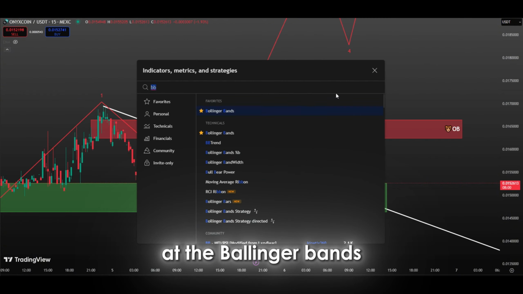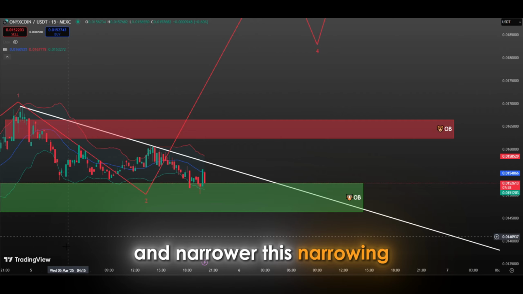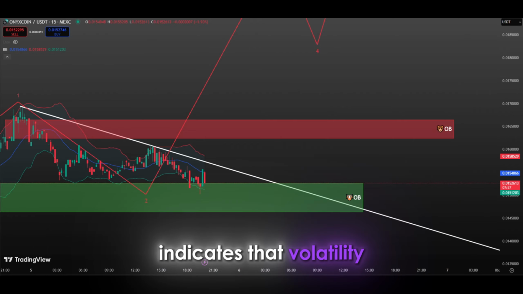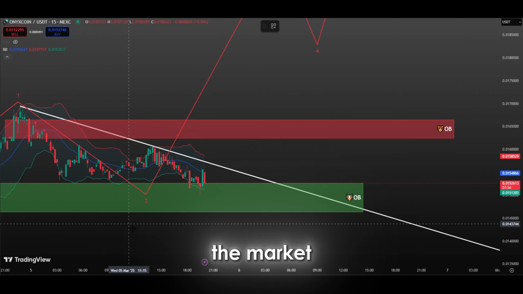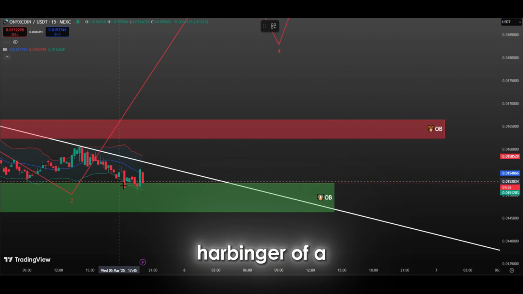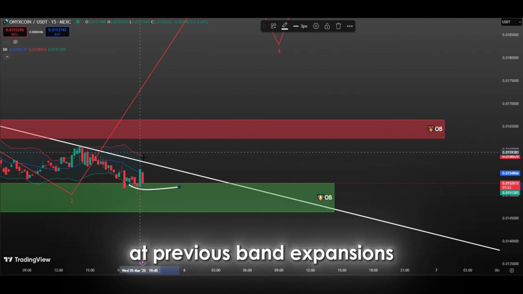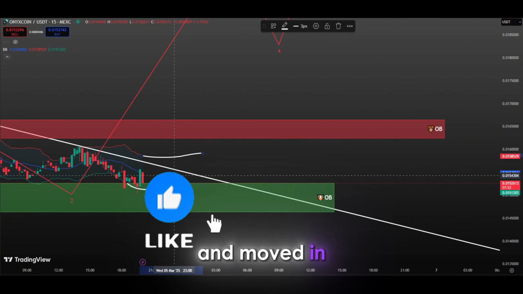When we look at the Bollinger Bands, we can clearly see that the bands are getting narrower and narrower. This narrowing usually indicates that volatility is decreasing in the market and the price is tightening. The narrowing of the Bollinger Bands can be a harbinger of a strong move ahead. When we look at previous band expansions, the price usually made a strong breakout and moved in a certain direction after the bands tightened.